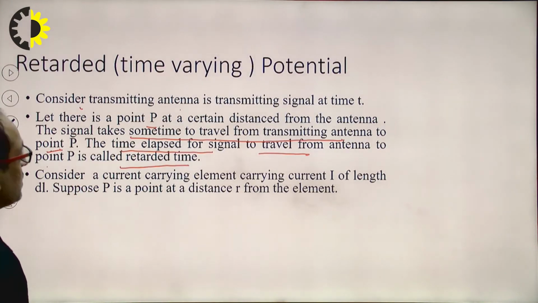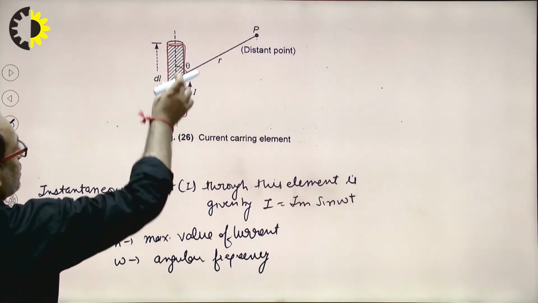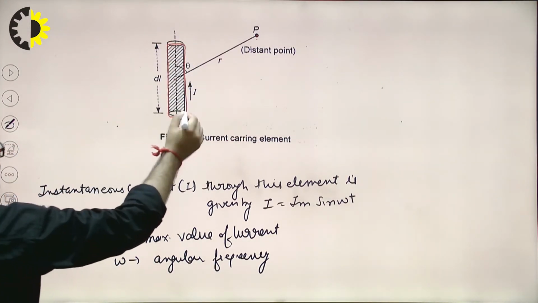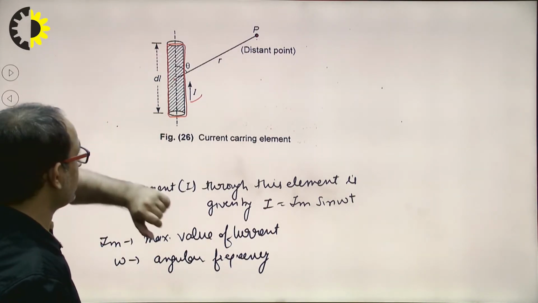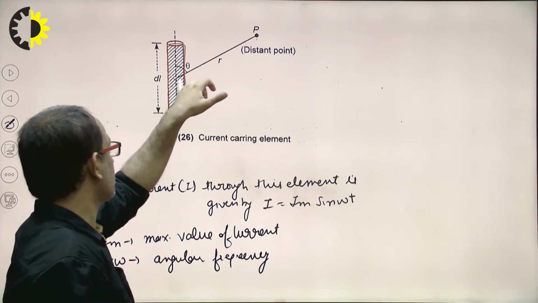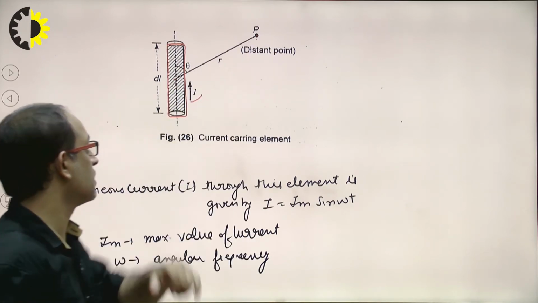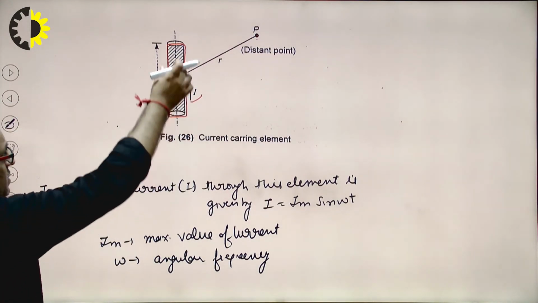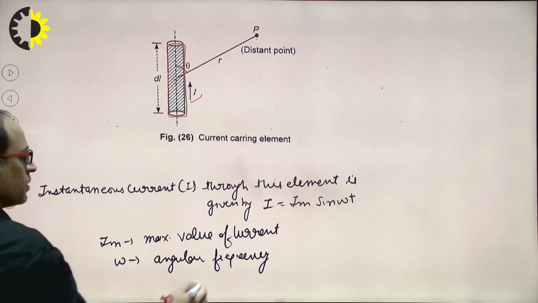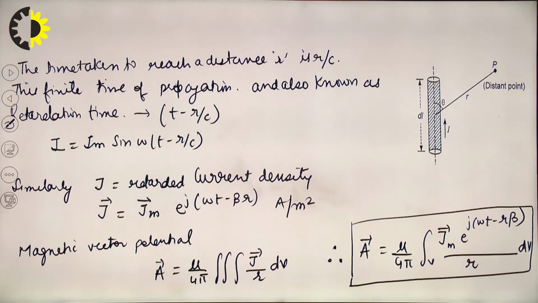Now if I want to calculate the retarded potential, consider a current element. This is a current carrying conductor in which the current flowing is denoted by I, having a length dl, and the distance between the center of this current element and this point is r, clear. So the instantaneous current passing through this element is given by I equal to Im sin omega t, clear.